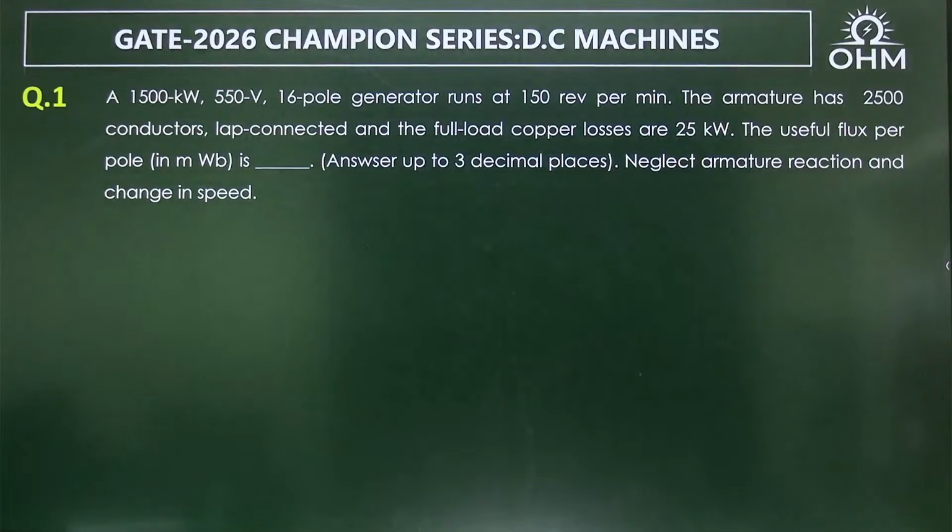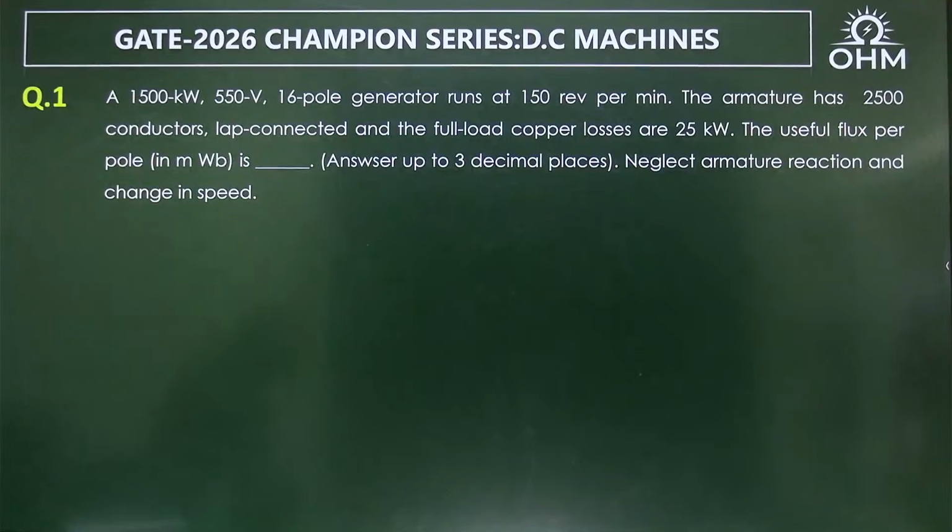So first read this question. A 1500 kilowatt, 550 volt, 16 pole DC generator runs at 150 revolutions per minute. The armature has 2500 conductors lap connected and the full load copper losses are 25 kilowatt. The useful flux per pole in milliwebers is how much? We are asked to answer up to 3 decimal places. In milliwebers I need the flux value.